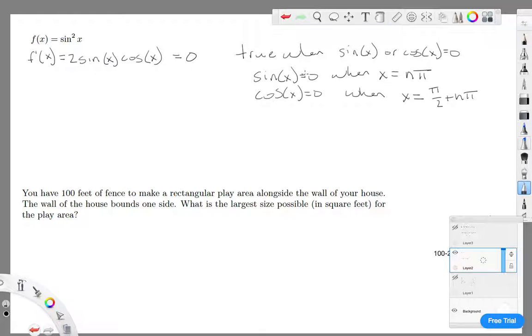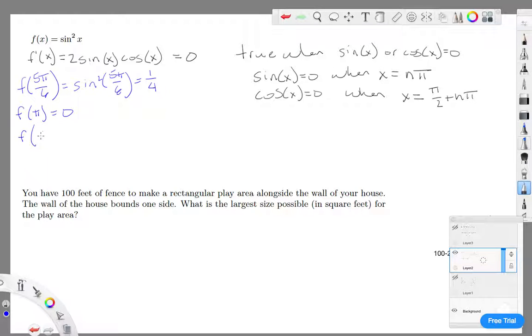And so let's start plugging in some values here. I'll change to a different color. All right, let's try f of 5 pi over 6. That is to the left of n pi, right? So we're just 1/6 pi to the left of pi. F of 5 pi over 6 is equal to sine squared of 5 pi over 6, and that's equal to 1/4. And then we know that f of pi, or n pi, is equal to 0.